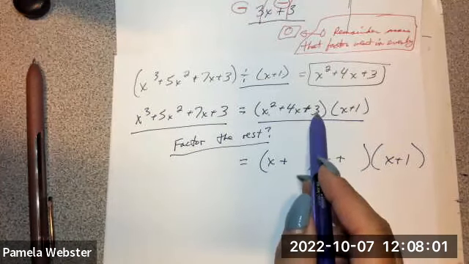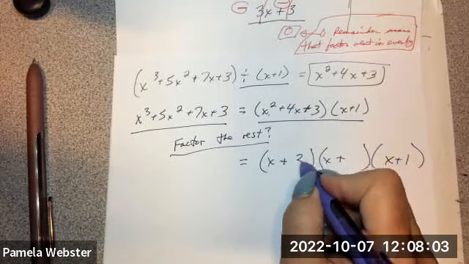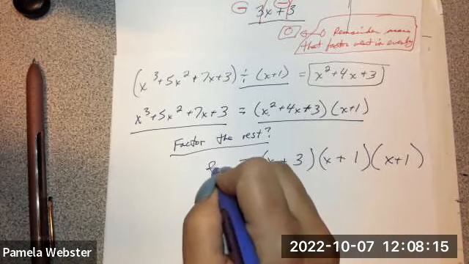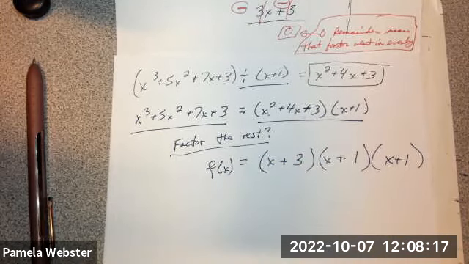And then to get a 4 in the middle, I need a 3 and a 1. And you could put that either direction, right? You could have said x plus 1 times x plus 3, however you want to, okay? So what we've got here is the same as my original function, it's just in factored form now. And we like these things to be in factored form.